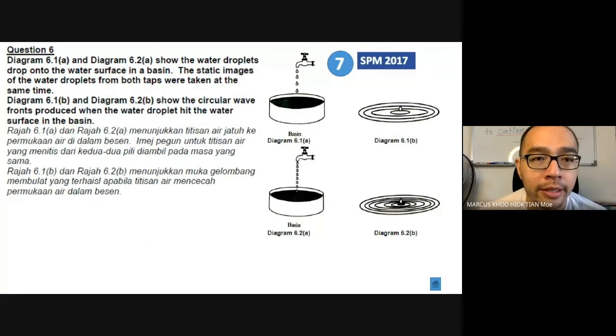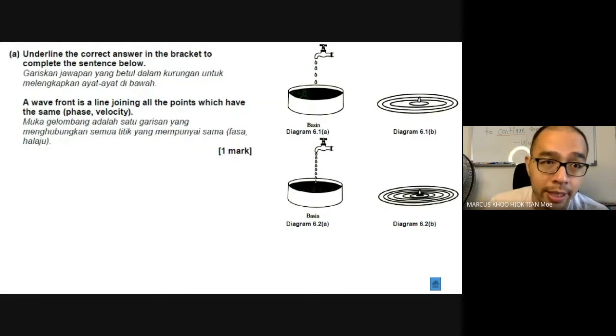Okay, diagram 6.1 and 6.2 show water droplets dropping onto the water surface of a basin like this. The static images of the water droplets from both taps were taken at the same time. Take a look at this, and then after that compare it with this. Now let's underline the correct answer in the bracket to complete the sentence below.